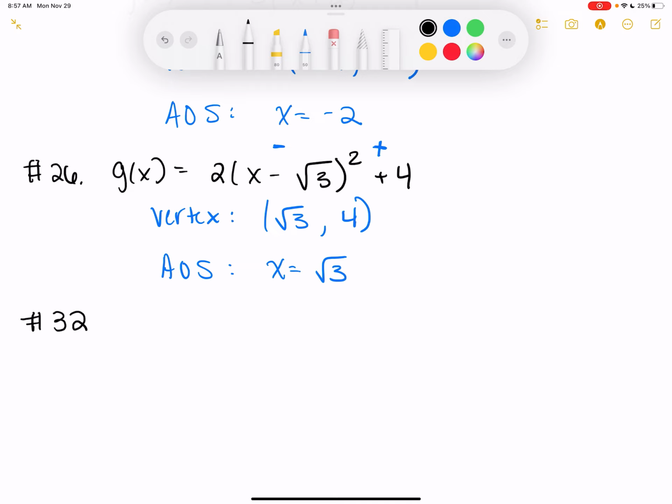All right, 32. Oh, wait. Oh, hold on. The instructions are the same, but the problem looks different, so it really threw me off. I was like, wait a second. I got it. Oh, you're going to have to put it in that form, aren't you? I'm going to get a new one.